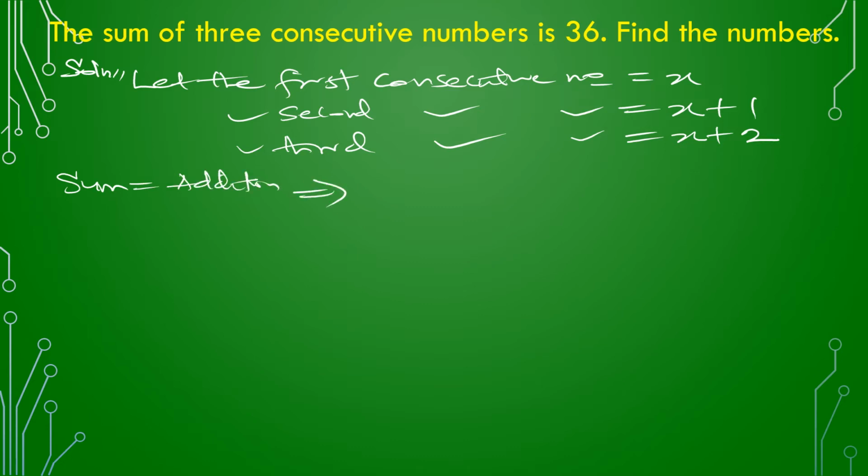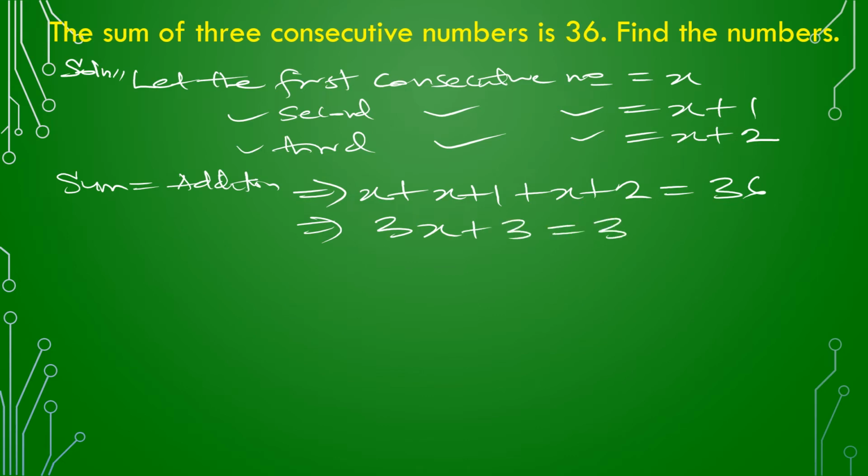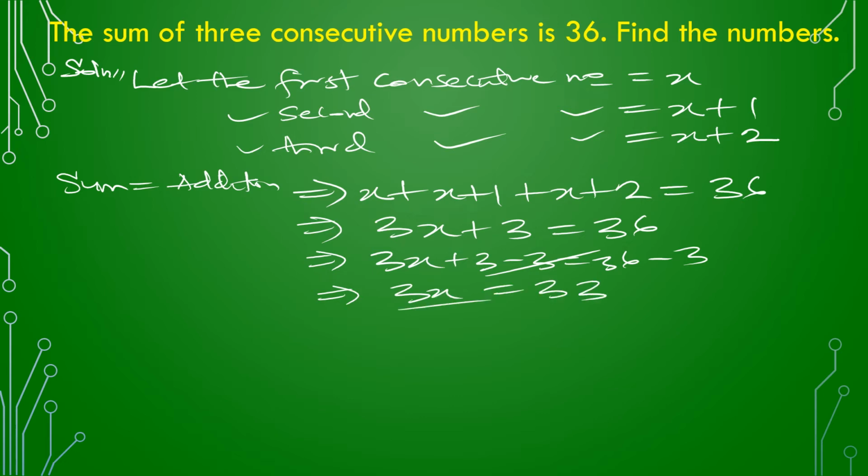So this implies the sum of the 3 consecutive numbers, which we have x plus x plus 1 plus x plus 2, they said is going to be 36. We have to find the numbers. So from here, we have that x plus x plus x is 3x, and 1 plus 2 is equal to 3, which is equal to 36. From here, we subtract 3 from both sides. We have 3x plus 3 minus 3 is equal to 36 minus 3. This will go. We have that 3x is equal to 33.